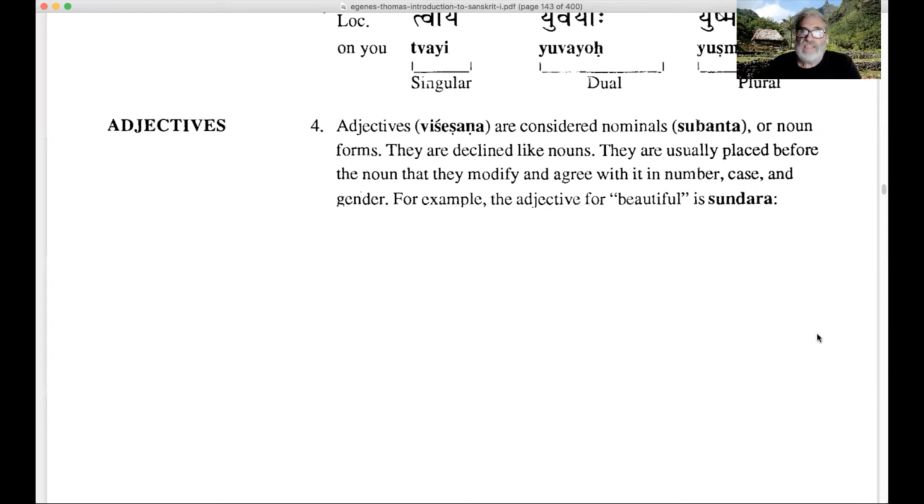So they're usually placed before the noun that they modify. An adjective is what? An adjective is a word that helps describe the noun, right? If I say a blue boy, Krishna is a blue boy. So the blue is the adjective which describes Krishna, the boy, blue boy, right? So blue is an adjective. So just like in English, we usually put the adjective right before the noun. Guess what? In Sanskrit also he says, usually we place the adjective before the noun that it modifies.